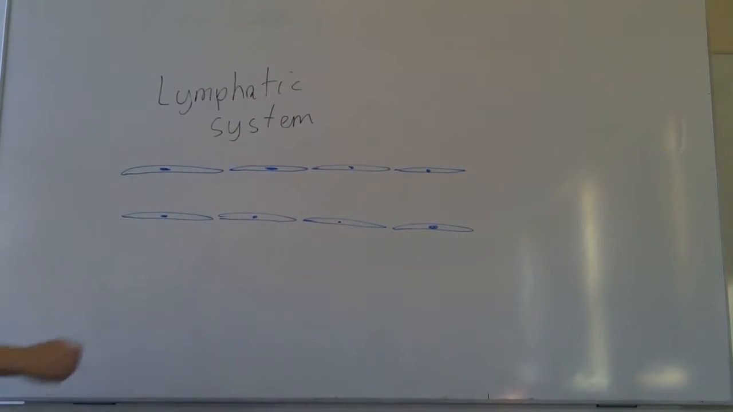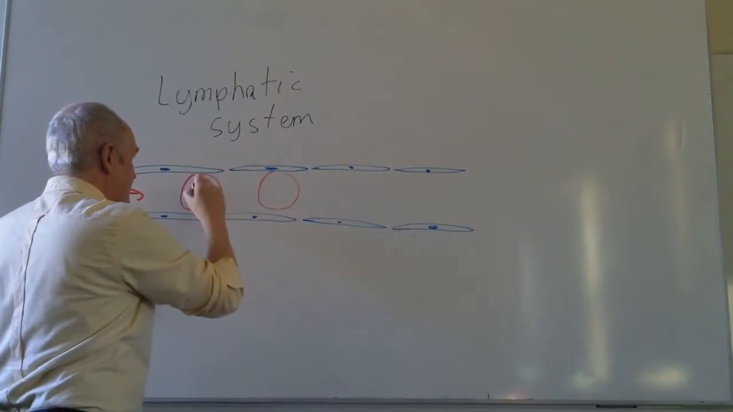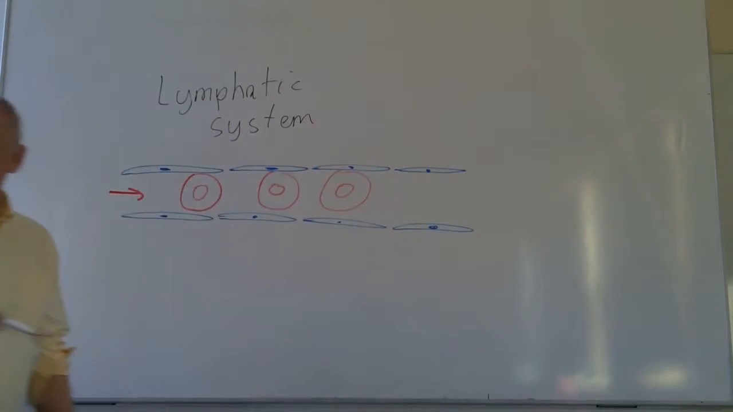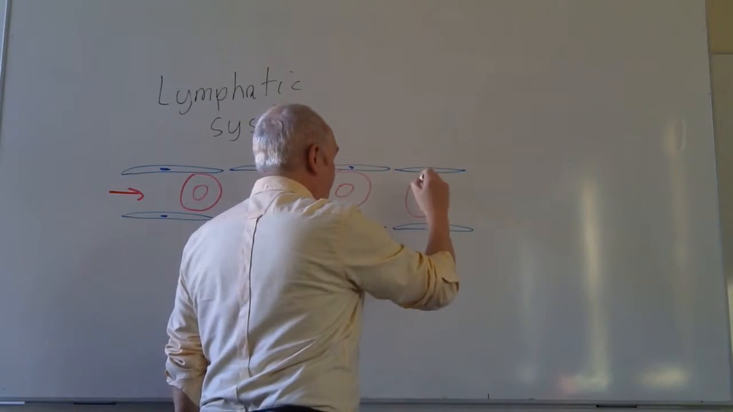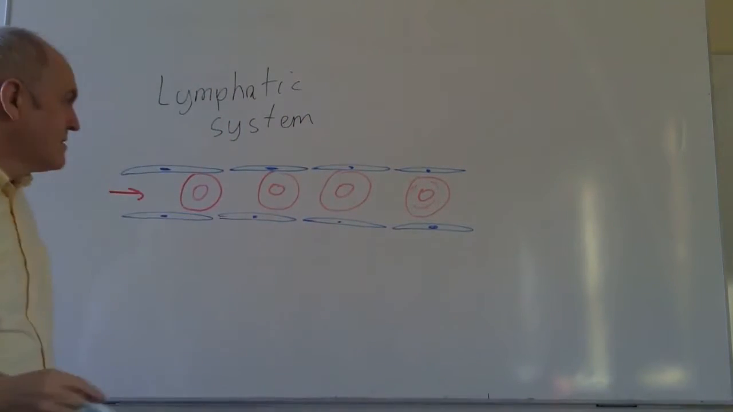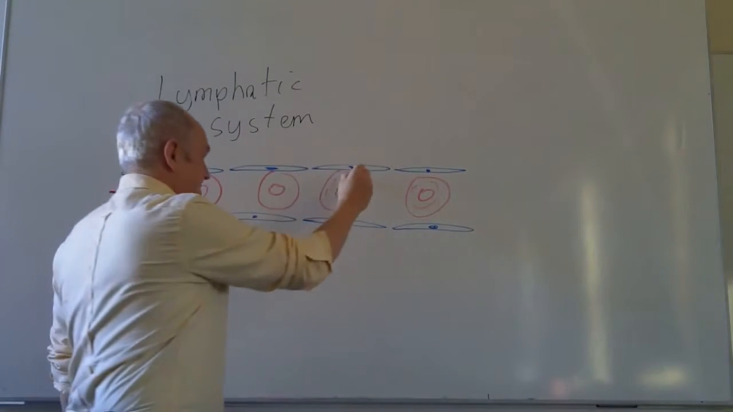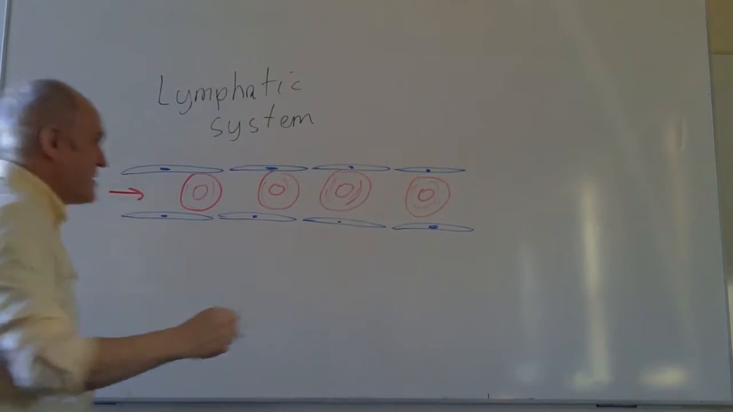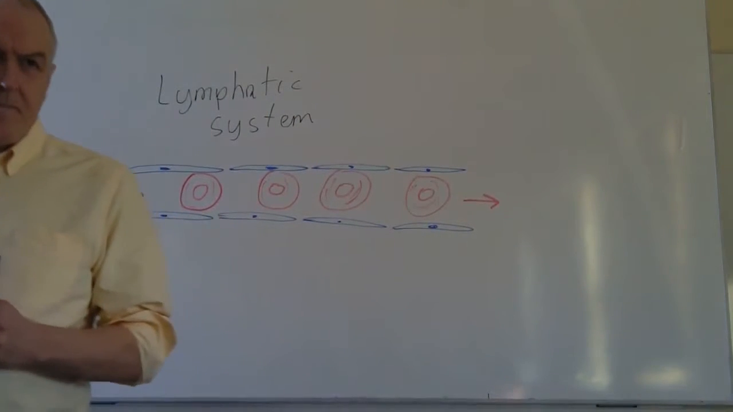And as we know, the blood goes through the capillaries. There's some red cells going through. Capillaries are very narrow, so very often the red cells only go through one at a time. And we know that the red cells are darker on the outside, lighter on the inside, because they're biconcave discs. And then we know that the blood leaves via the venous end of the capillary.